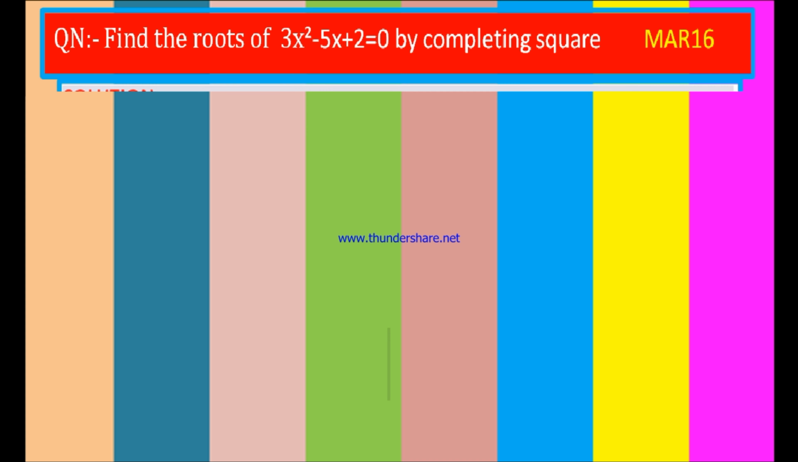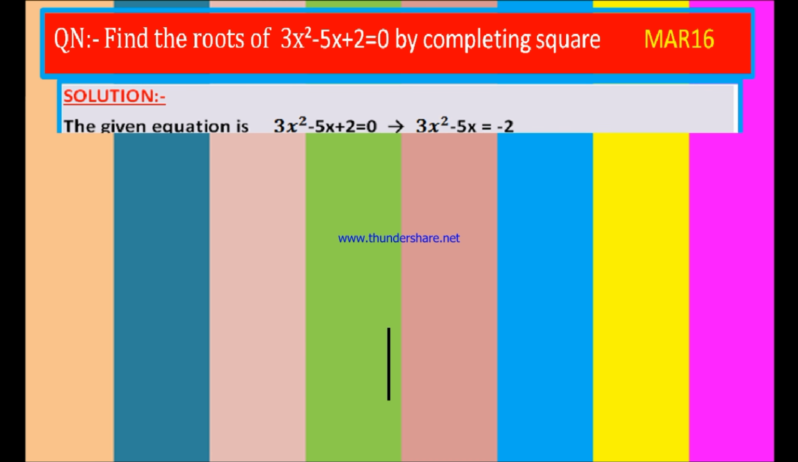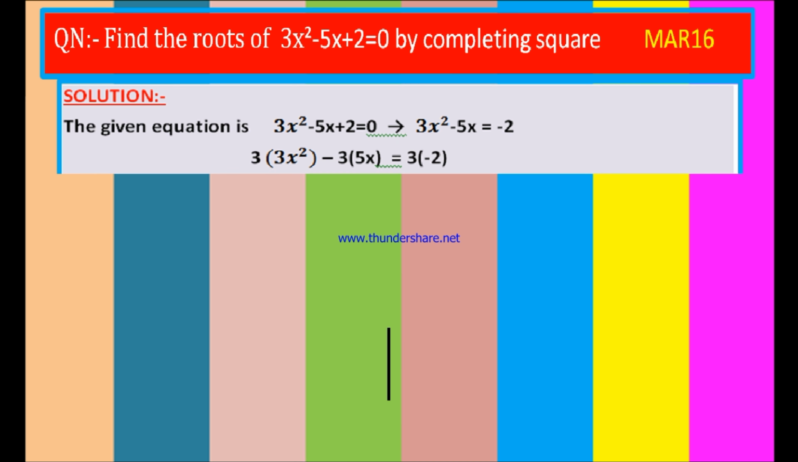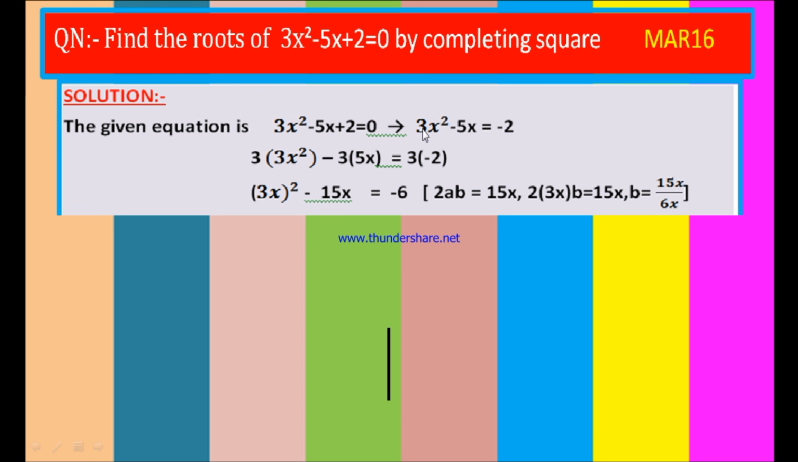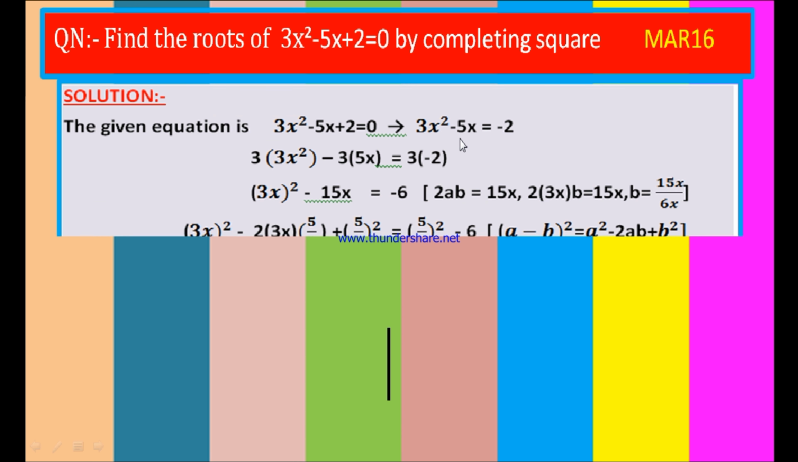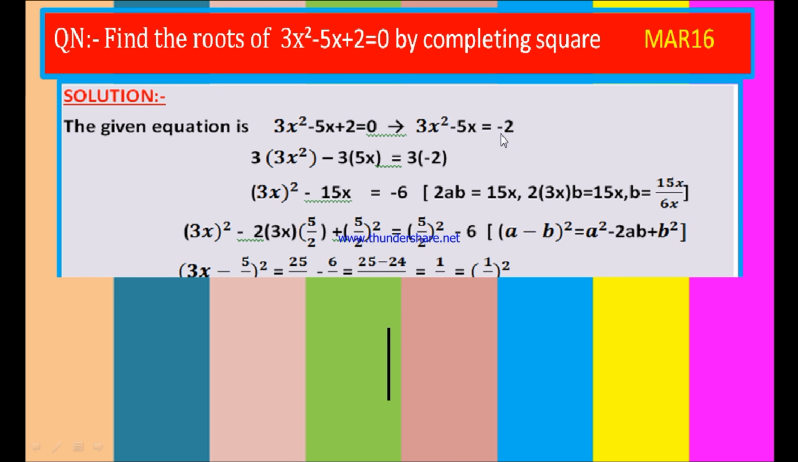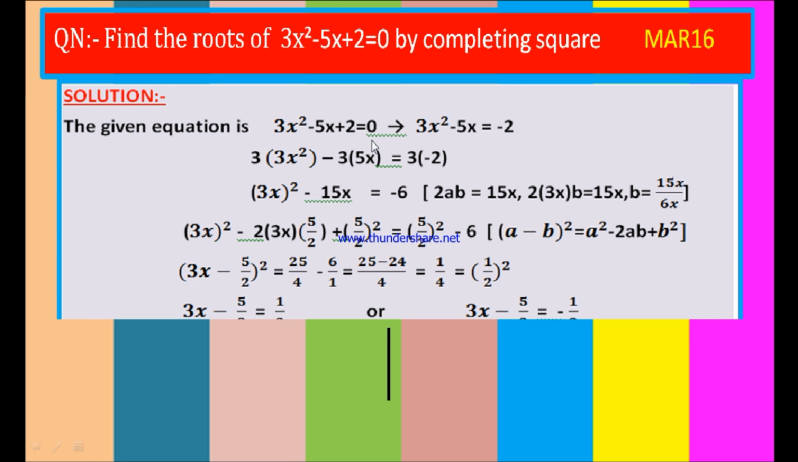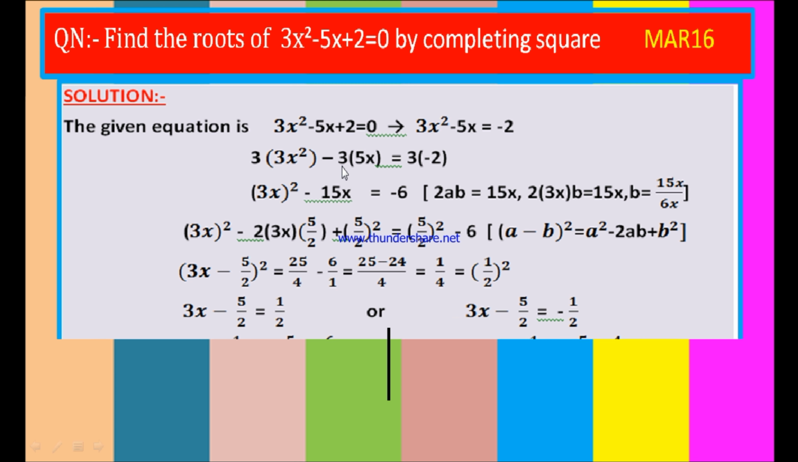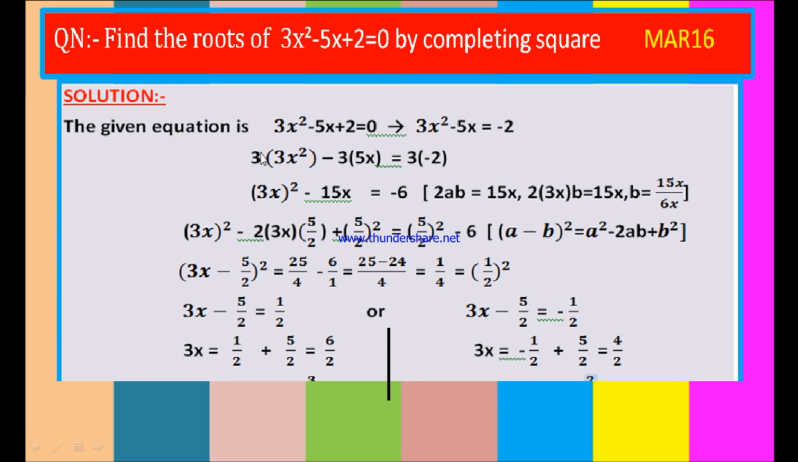Here is the solution. The given quadratic equation is 3x² − 5x + 2 = 0. Take the constant term +2 to the other side. Then 3x² − 5x = −2. Since the coefficient of x² is 3, let us multiply all the terms on both LHS and RHS by 3.